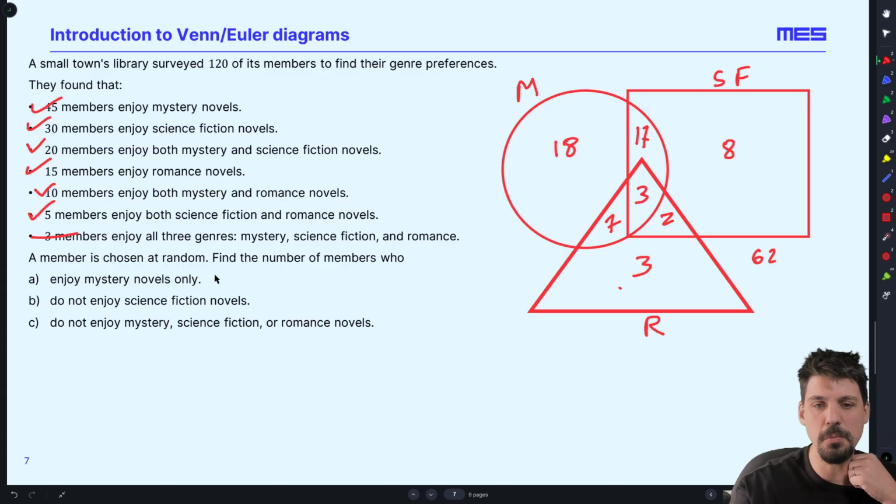So how many members enjoy mystery novels only? 18. How many do not enjoy science fiction novels? So how many are not in the science fiction box? 18 plus 7 plus 3 is 28, plus 60 is 90. Do not enjoy any of them, 62.